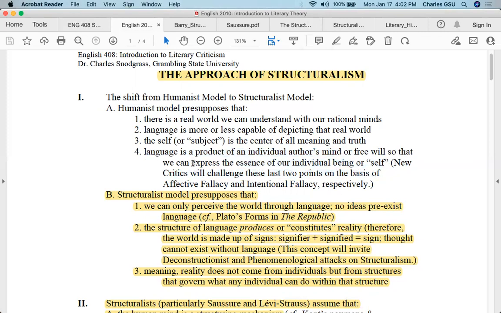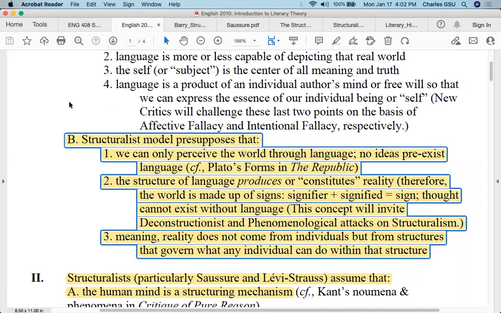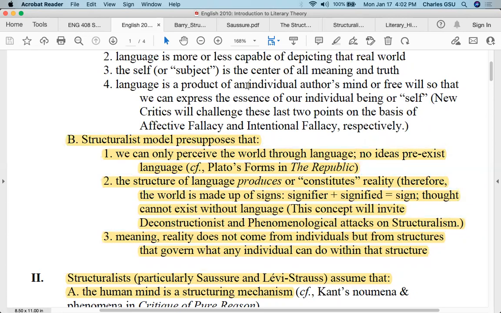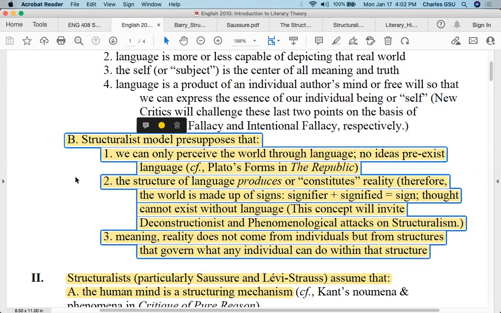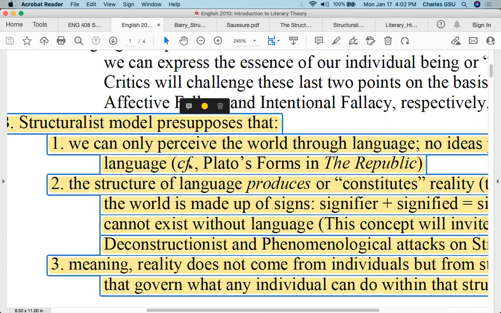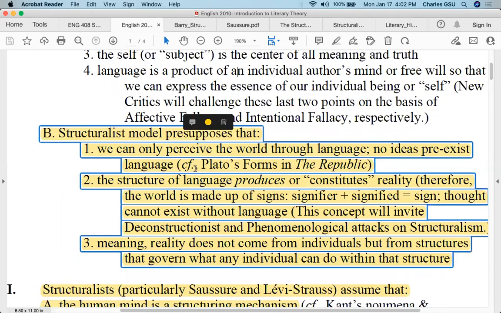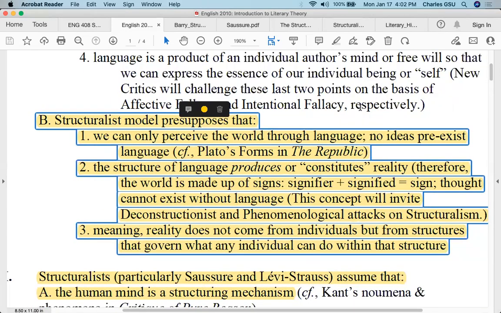The structuralist model, however, shifts fairly radically, and it presupposes that rather than understanding our meaning or poem, whatever, through the author's mind, in this case, we can only understand the world through language, that no ideas pre-exist language. I'd say here, compare, that's the Latin abbreviation for compare or conferre. So compare, think about Plato's forms in the Republic.